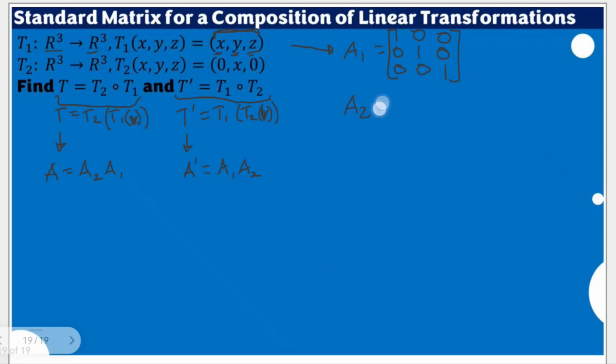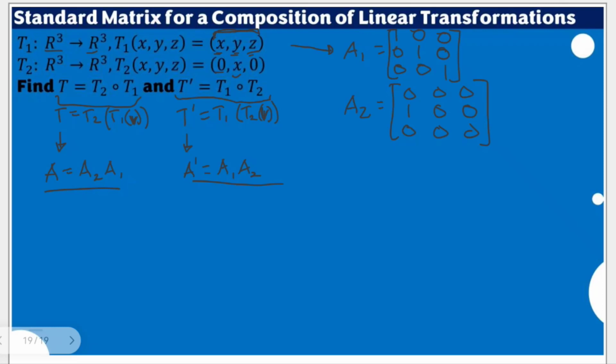Our A sub 2 will have the same process, but it's easier. Looking at x, y, z still, our first entry is 0, so there's no x, no y, no z. So that's 0, 0, 0. Our second entry is x, so that's 1x, and we don't have y or z. Of course, our third entry is also 0, 0, 0. So this is the form of our A sub 1 and A sub 2 matrices. We are going to show the results of their products as they represent the standard matrix for a composition of specific linear transformations.